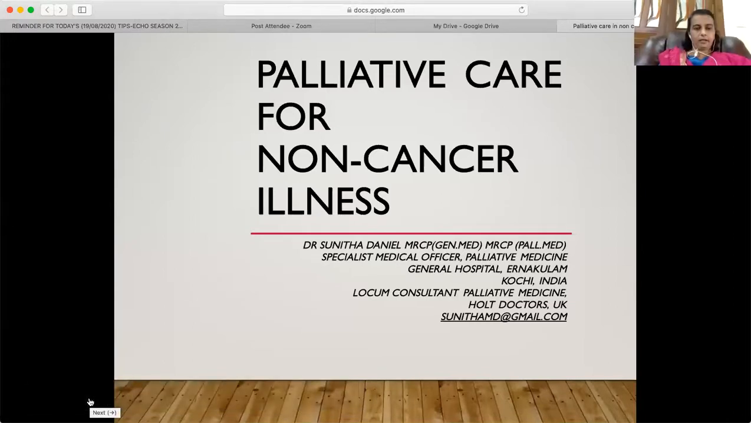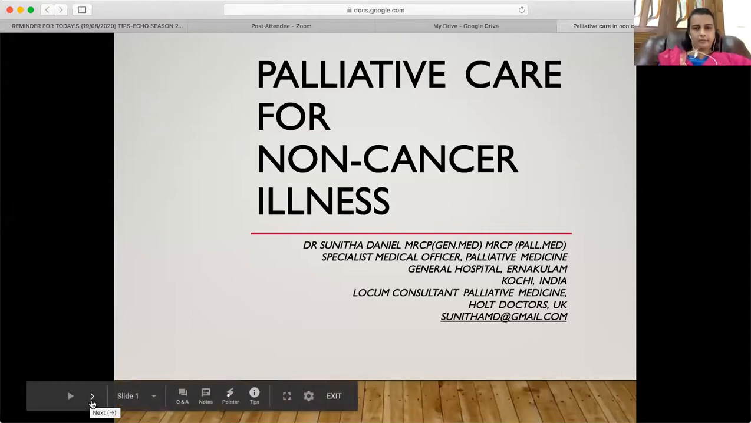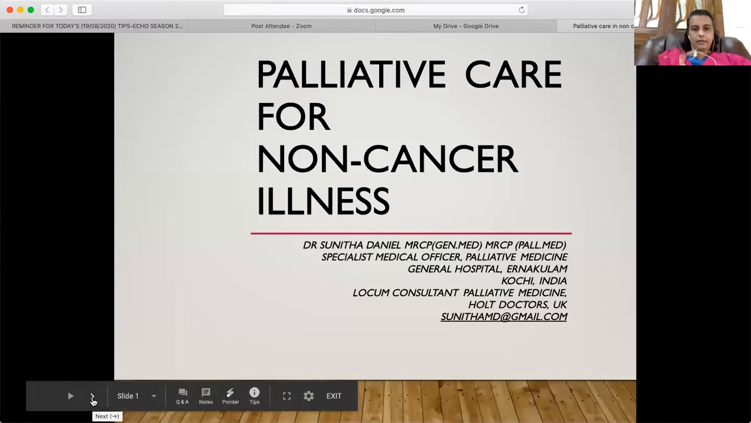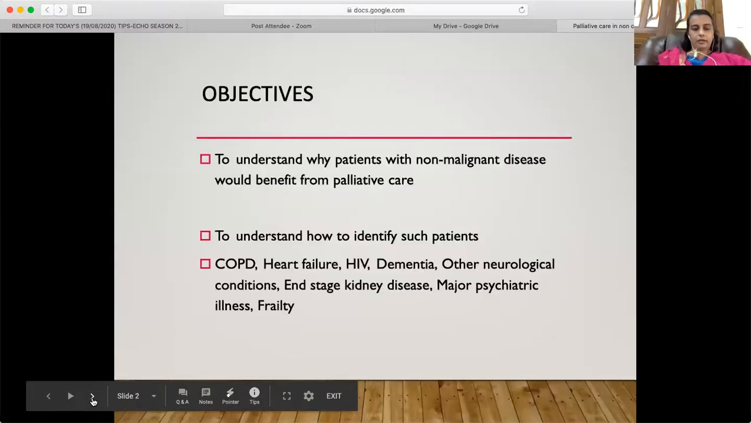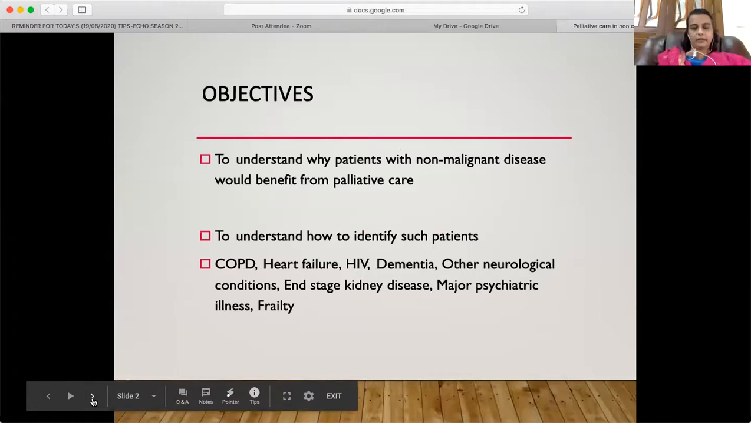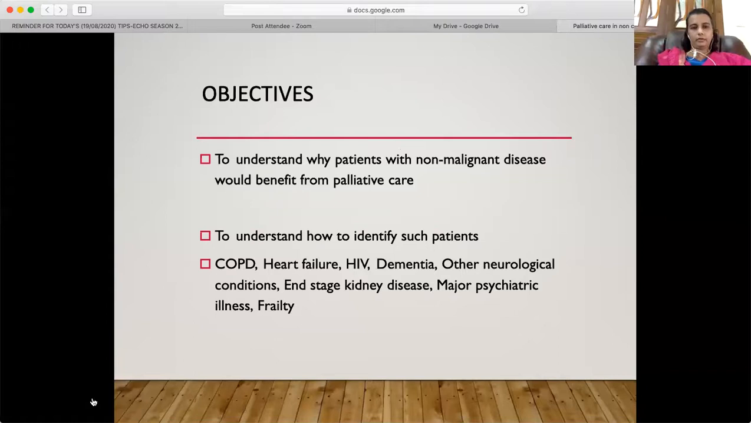As Sunil mentioned, today's session will be mainly on palliative care for non-cancer illness. It is a vast topic, and there are lots of illnesses we need to cover. I'll try and touch base with most of them, but obviously we won't be able to cover the entire topic in one session. So please feel free to ask questions either in between the session or later on. You could post your comments and questions to Palliative India, and we'll be happy to help you and send you more details.